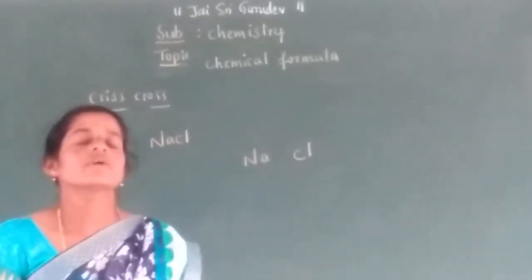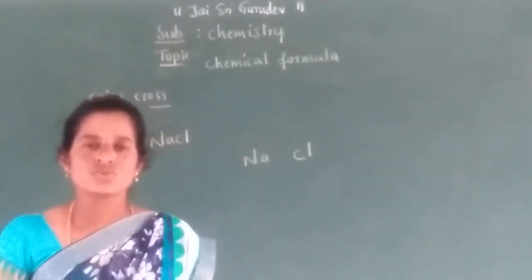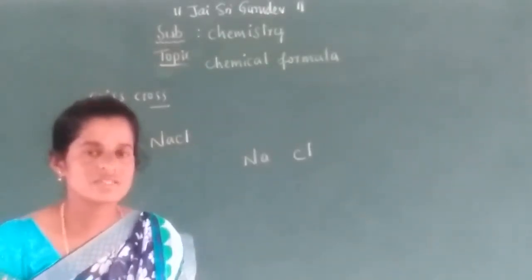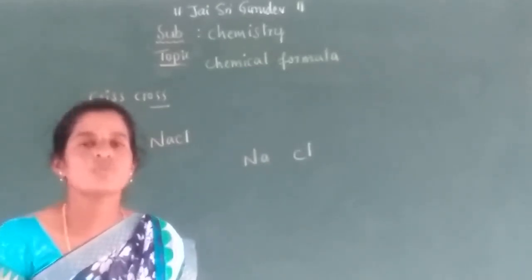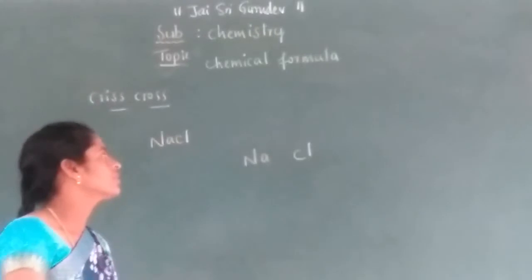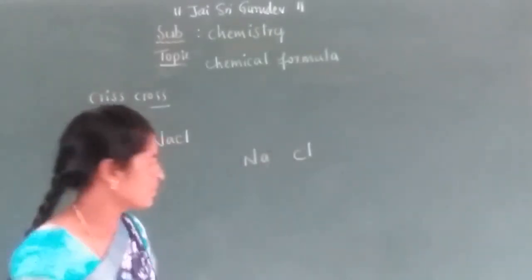It's very simple. We have different methods to write the valency. The kind of writing of valency we will discuss in your next chapter, chemical bonding. So here we will consider the valency of different elements by a simple method called the crisscross method.